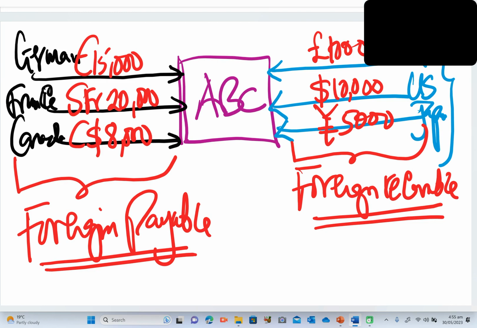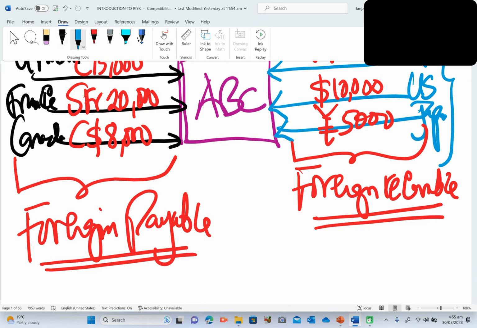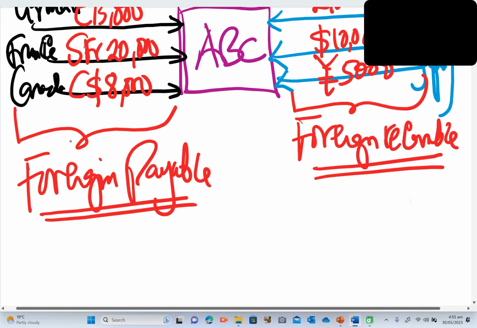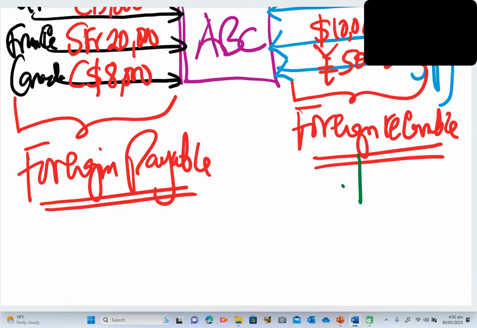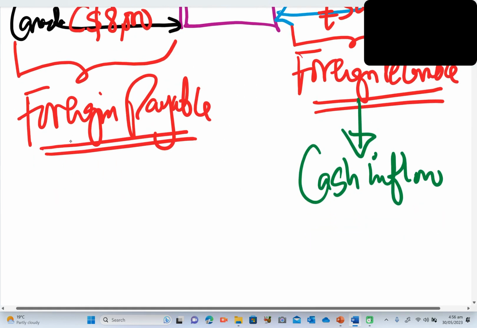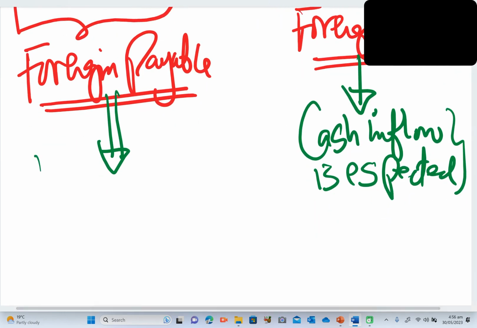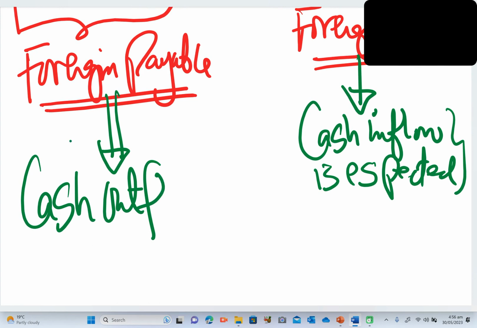Now, de facto, I want to make it very simple. When I say de facto, I mean in fact, here you are expecting to have cash in, isn't it? This is cash inflow. Cash inflow is expected. What about here? Cash outflow is expected.